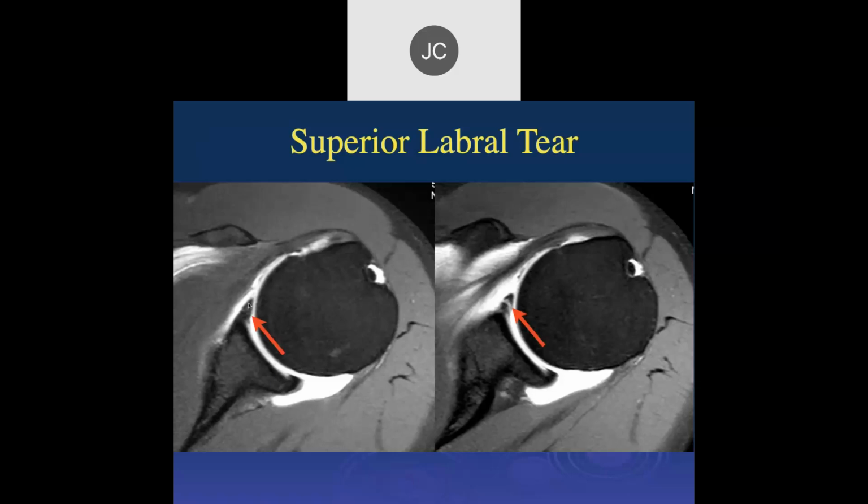Actually, tears in the superior labrum are pretty uncommon. There was a while when these were treated aggressively that often overly constrained the shoulders, and the patients didn't do very well. So in this, just 1 second.